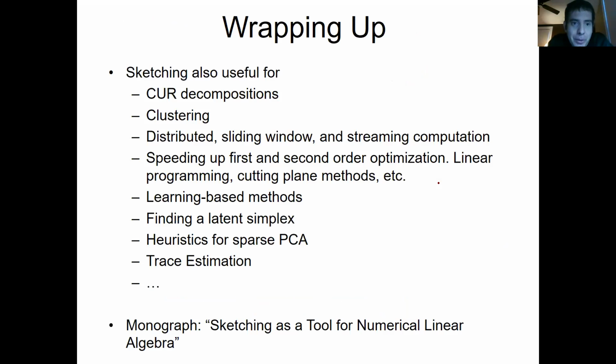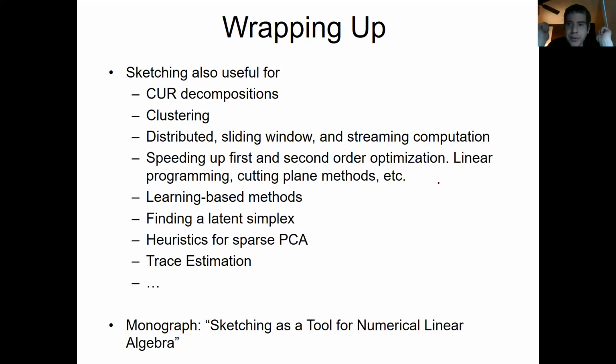And let me just wrap up. So yeah, sketching is used for a wide number of problems. CUR decompositions refer to a special kind of low rank approximation where the factors consist of actual columns and rows. It's used for k-means clustering. Since sketching provides compression, it's useful in distributed and streaming computations. It's useful for speeding up first and second order optimization. We saw an example with gradient descent. It's also used in the state-of-the-art TCS linear programming algorithms.